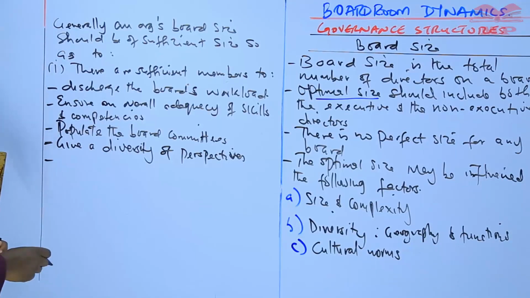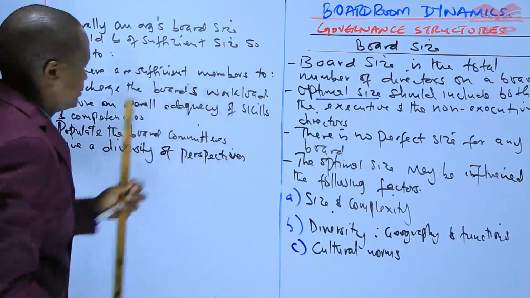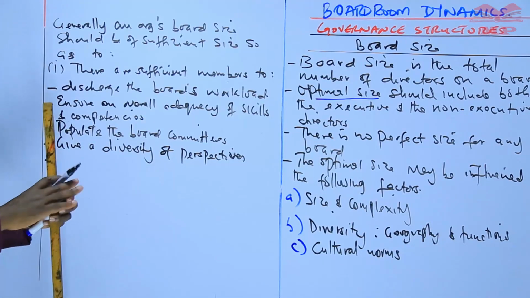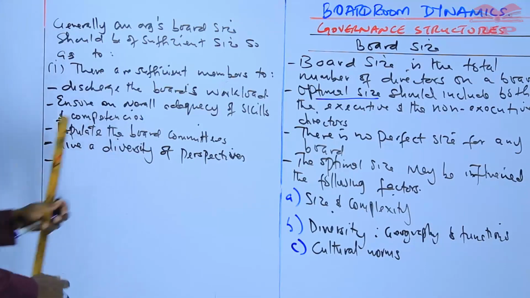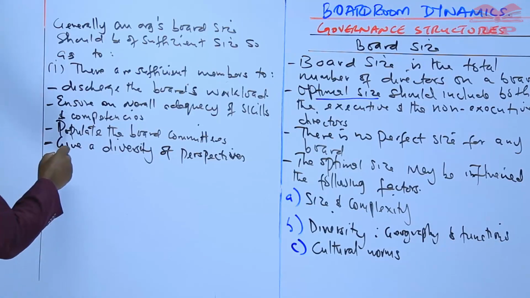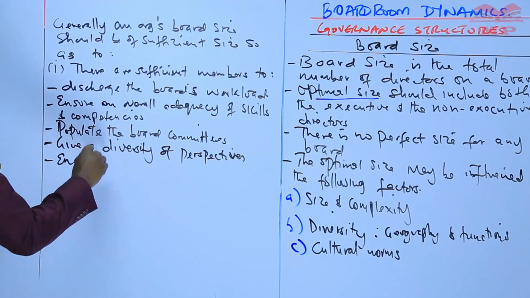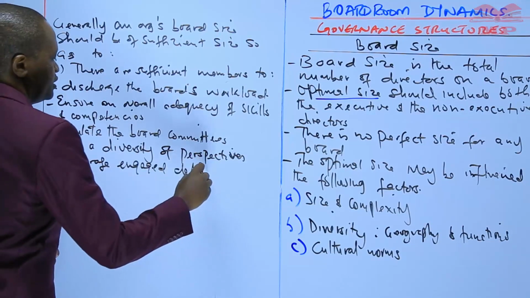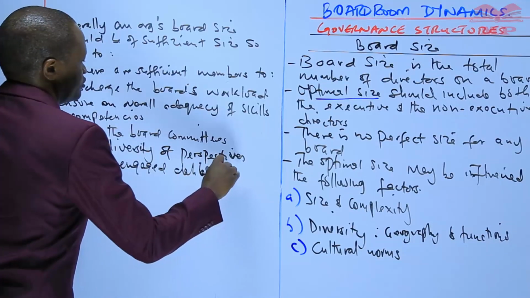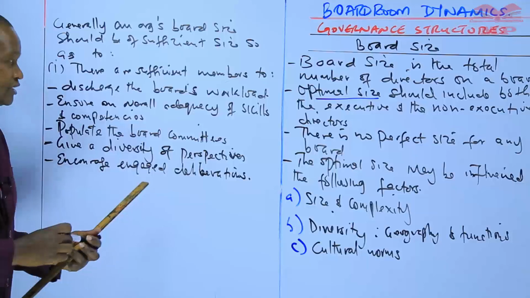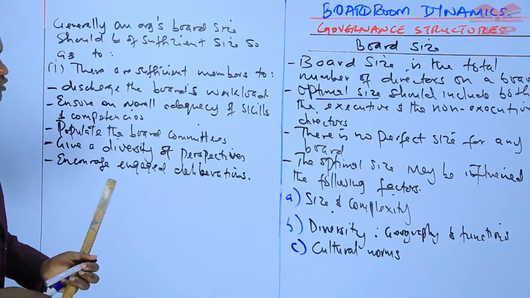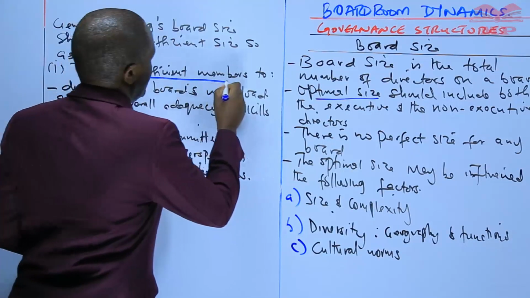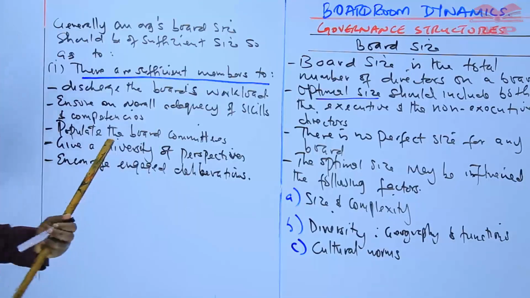Then another reason for having a sufficient number of members is so that there is engaged deliberations, members who will encourage engaged deliberations. So these are some of the reasons why it's important to have a sufficient number of board members.